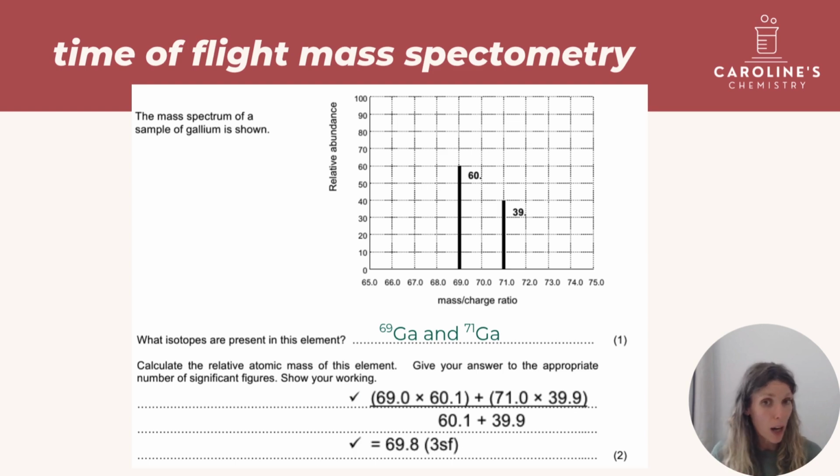In order to get the marks, you need to have given the 69 and 71 as superscripts. So those are the mass numbers, and then the formula of the Ga correctly, capital G and little a.